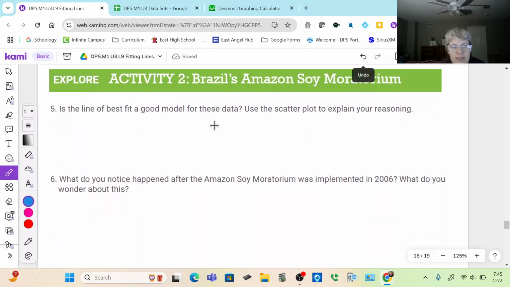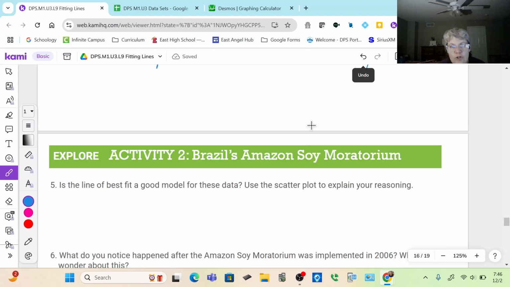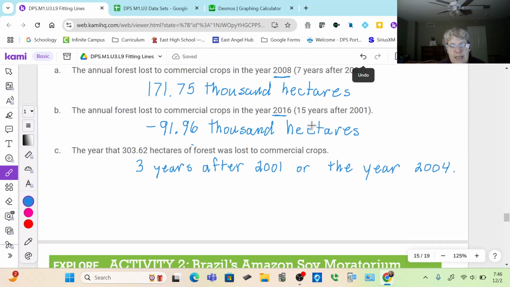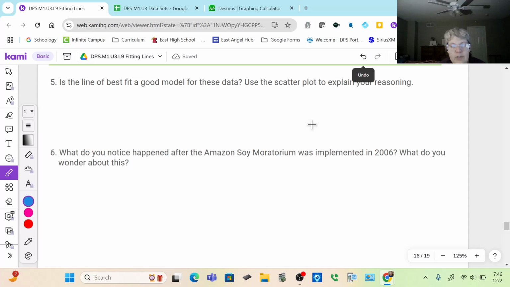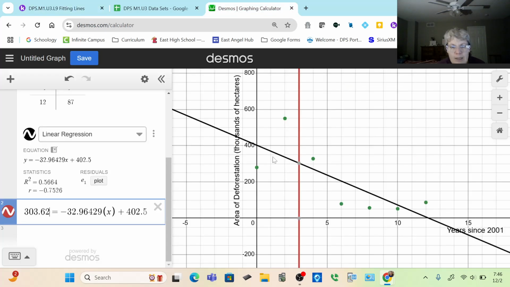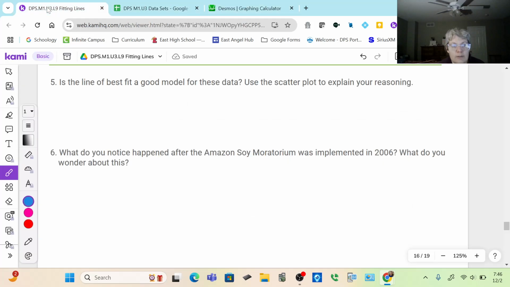Number 5, is the line of best fit a good model? Use the scatter plot to explain your reasoning. I would say in this particular case, let me go back to our scatter plot. Remember we said it was moderately strong. In this case, the line probably is a good fit. We have some points above, we have some points below the line. Is it necessarily the best fit? No, but it's probably a good fit for our situation.